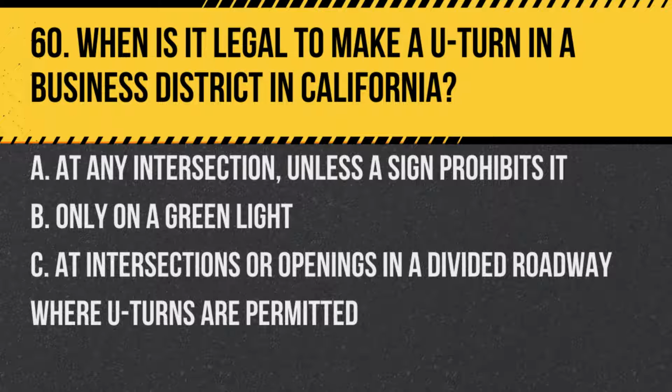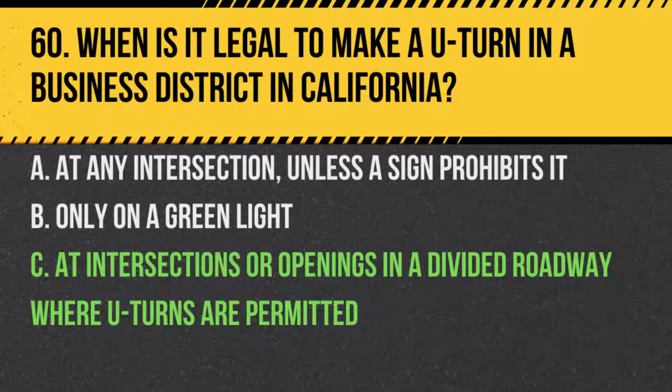Question 60. When is it legal to make a U-turn in a business district in California? A. At any intersection, unless a sign prohibits it. B. Only on a green light. C. At intersections or openings in a divided roadway where U-turns are permitted.